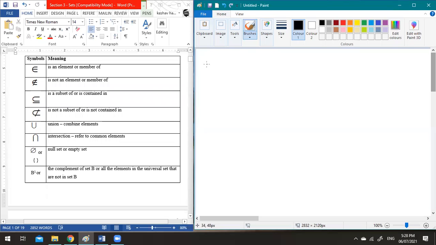All right, so the next one we have, I believe this is 7, right, is an empty set or a null set. Now, an empty set or a null set contains no elements.